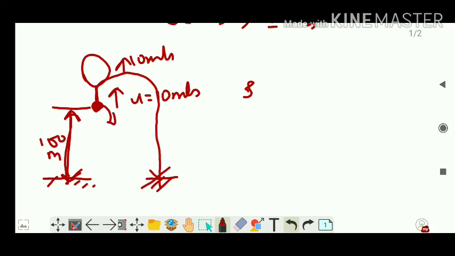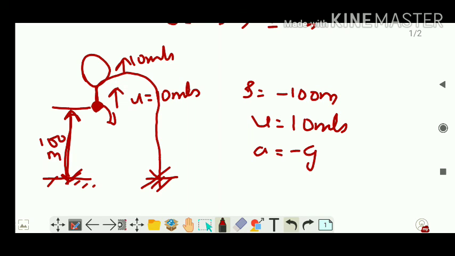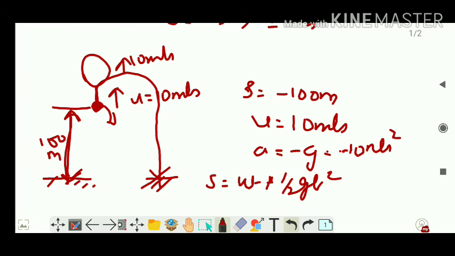So the displacement is minus 100 meter. U is upwards, right? So it is plus 10 meter per second. What is A? Minus g. It is minus 10 meter per second squared. So you can definitely find the value of t. How? S is equal to ut plus half gt squared. Put the values, guys. Find the value of time.